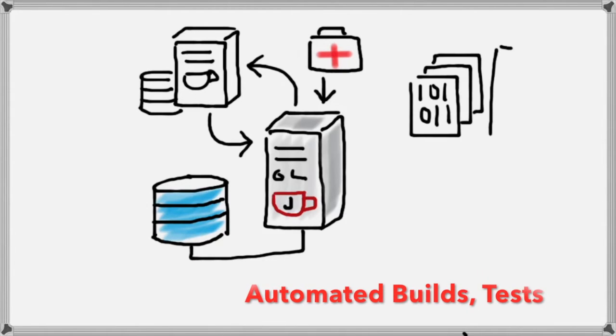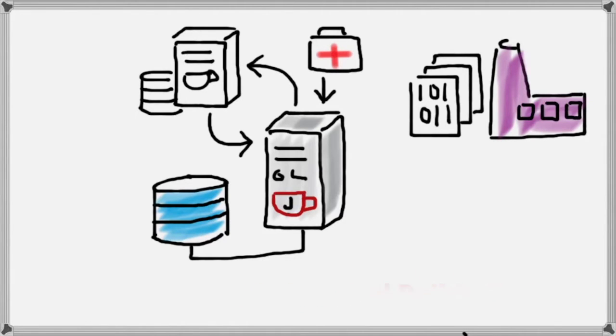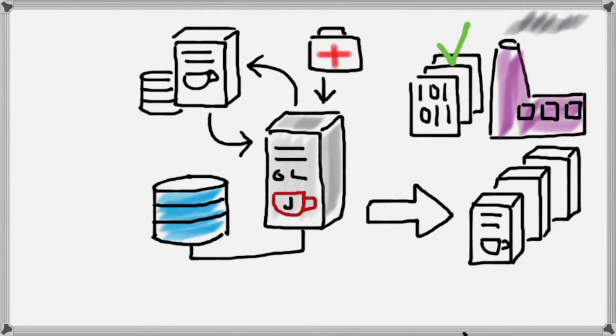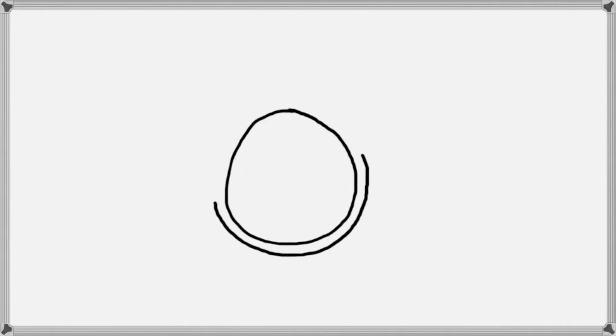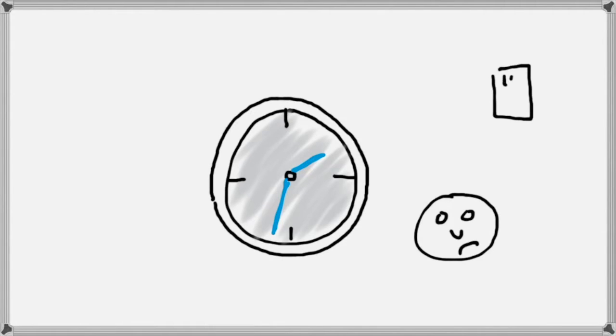Automated code builds and tests would save your team tons of time, but that's even more setup time. And what about scalability and even performance testing? In the end, all of these infrastructure requirements can take weeks, which is time you could be coding.